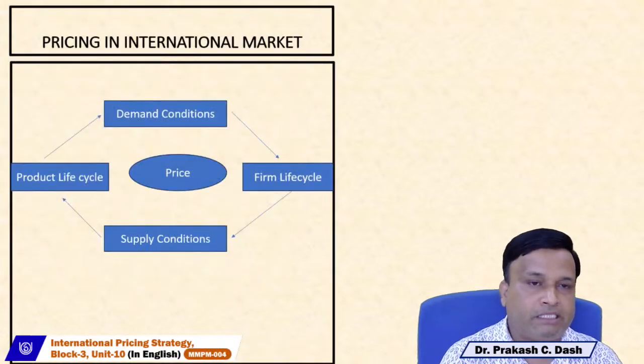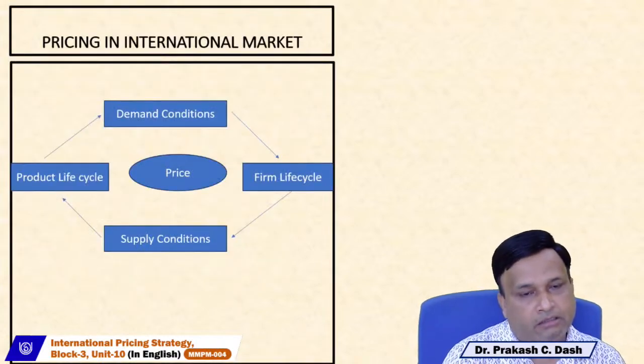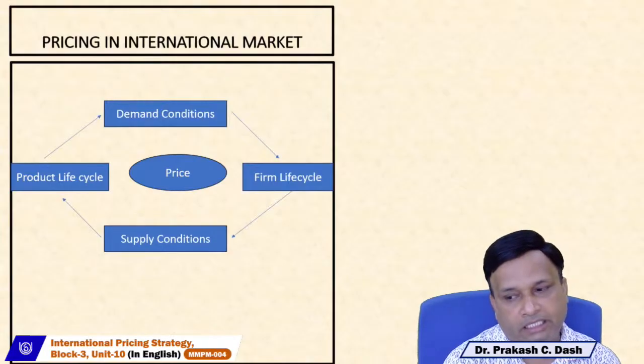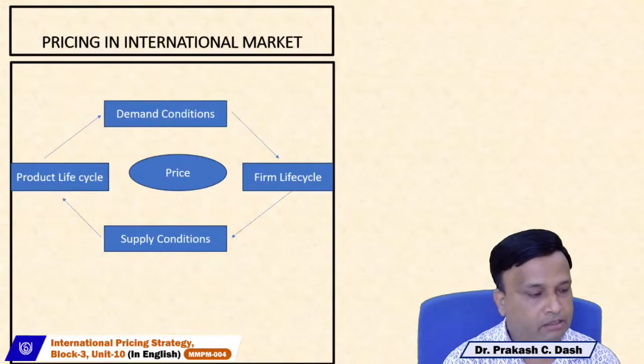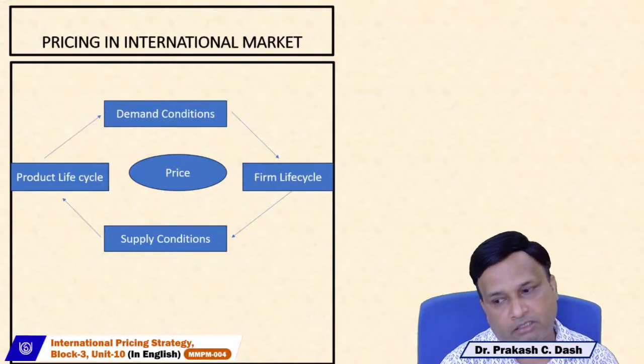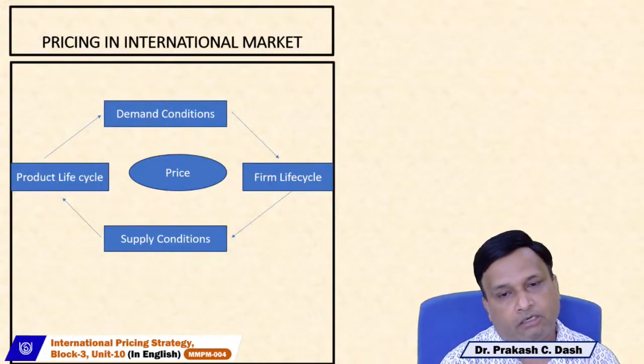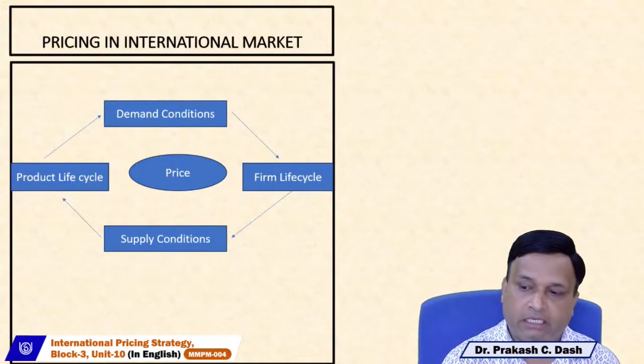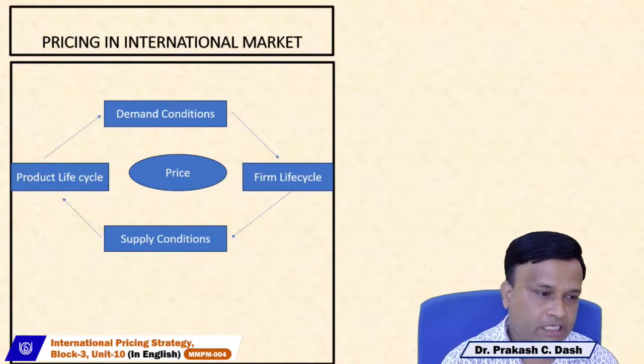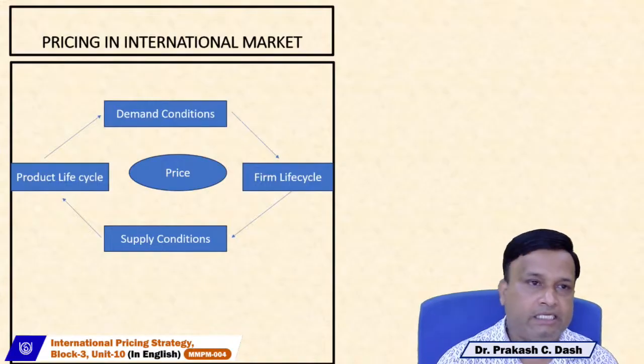So when you talk about pricing in international markets, there are four things that decide the price: demand conditions, supply conditions, and product life cycle. If the firm is in the international stage or global stage, or now in the export stage, that decides the demand of the market and the supply conditions of the market. The product life cycle is exactly deciding your pricing.